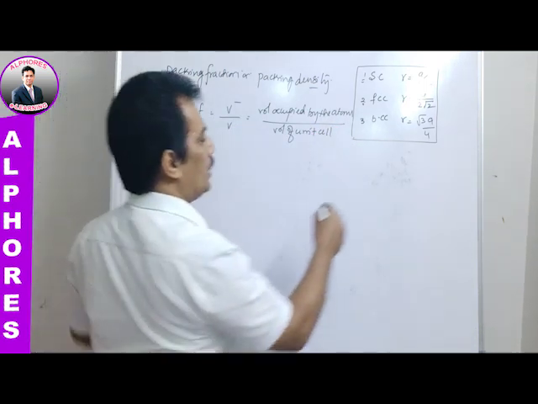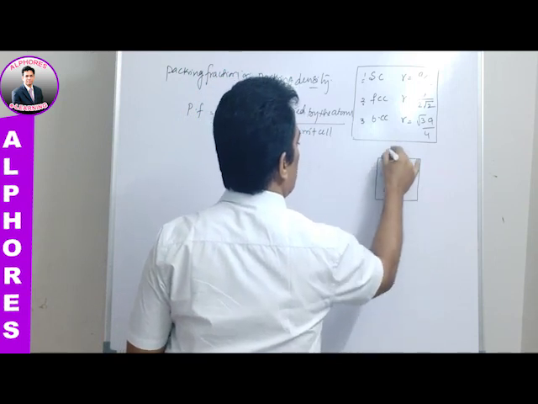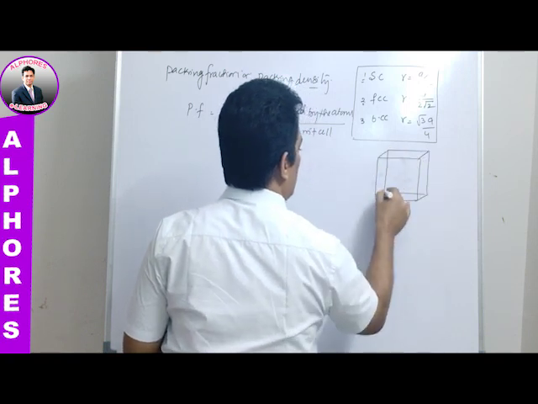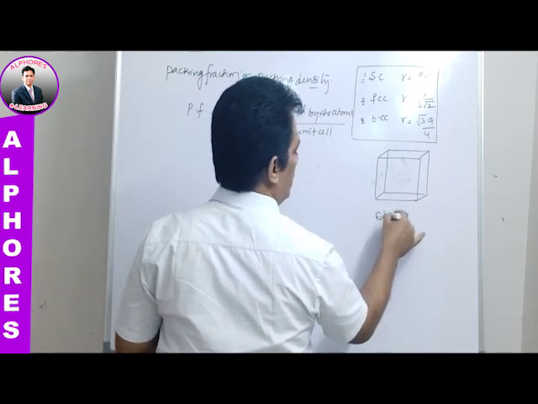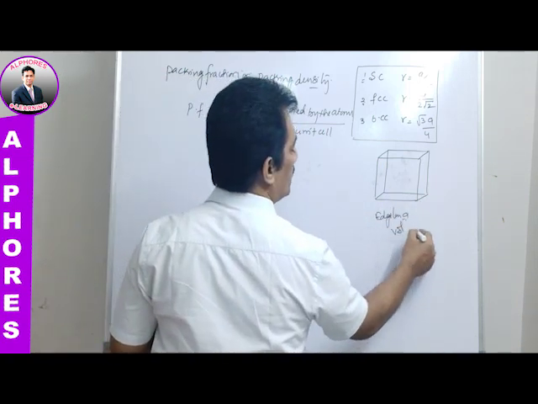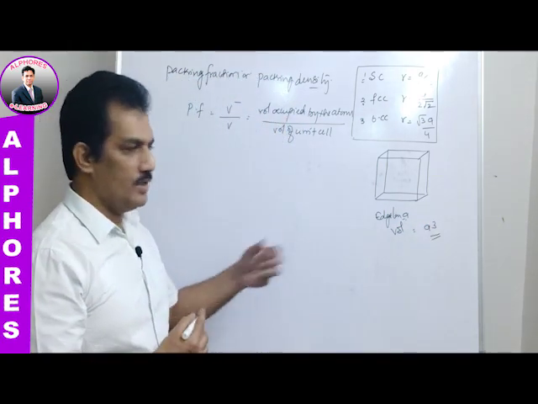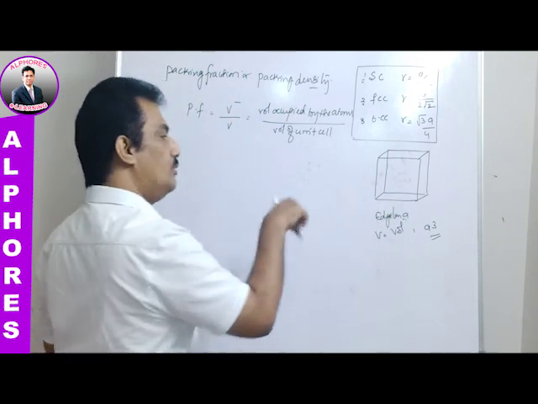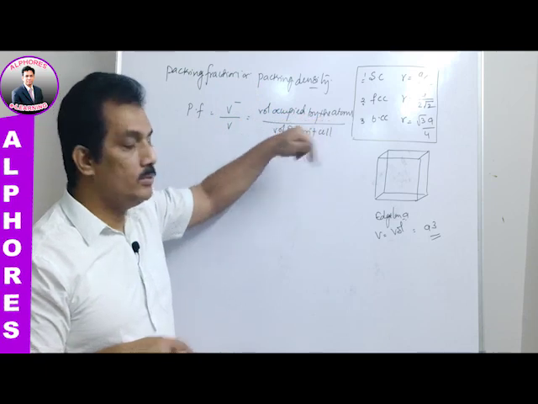As we know, for a cubic unit cell, when the edge length is A, all three, that is length, width and height, are the same. Edge length is A, and the volume is nothing but A cube. We have this formula in previous sessions, clear? So the volume of the unit cell we know. We have to find the volume occupied by the atoms in that unit cell.